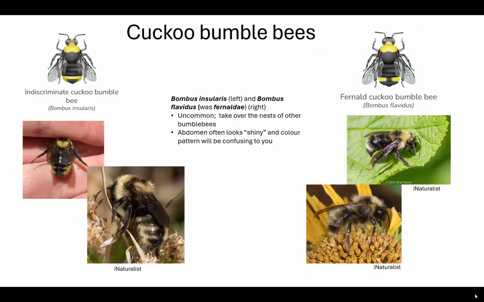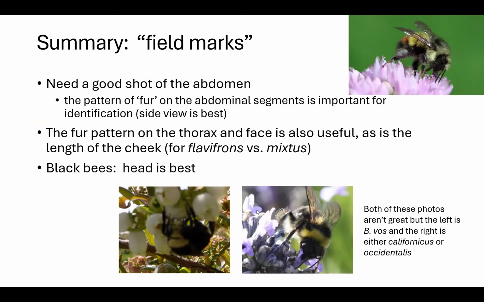It can be hard to tell them apart, but what you might look for if you're noticing them and wondering if it's different, is their abdomen. Look at the picture in my hand. Their abdomen is shiny. They have less fur on their abdomen than a bumblebee does. And the color pattern again will be confusing relative to those more straightforward bumblebees that you might be seeing.